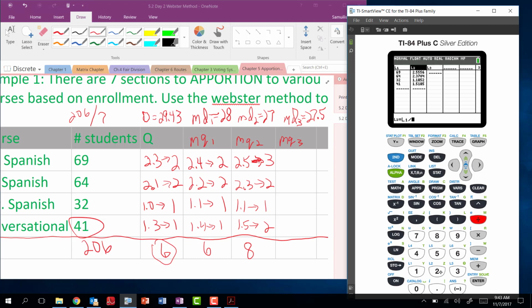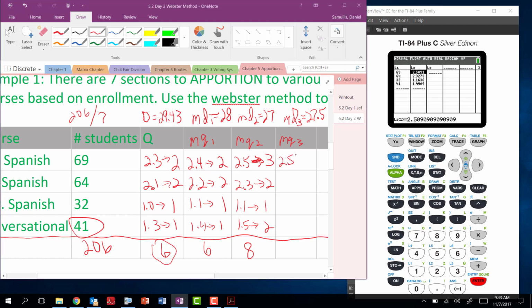Divided by 27.5. And then bingo. 2.5 is 3. But then if we look at this one, this is 1.49, which jumps back to 1. And the other ones stay right where they were. So now we hit it. 2.3, which is 2. Now, 3, 4, 5, 6, 7. Kind of rough, but this is the apportionment. This is a winner. So these are how the classes will be assigned.